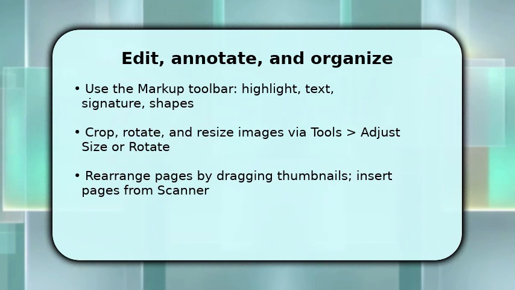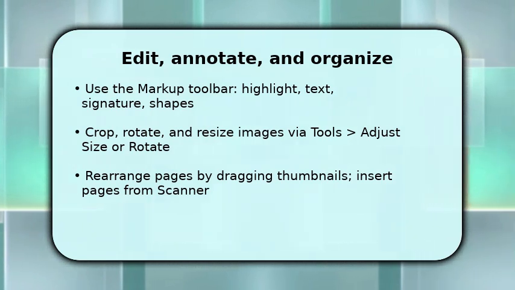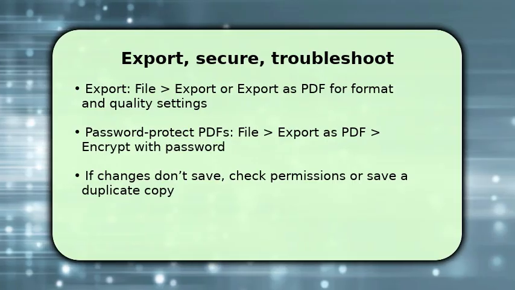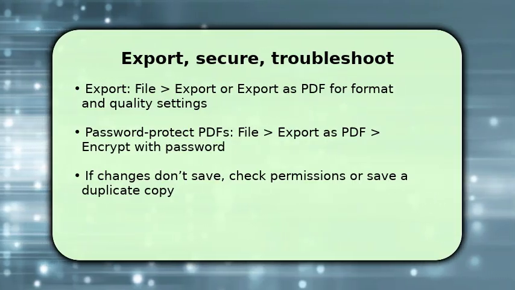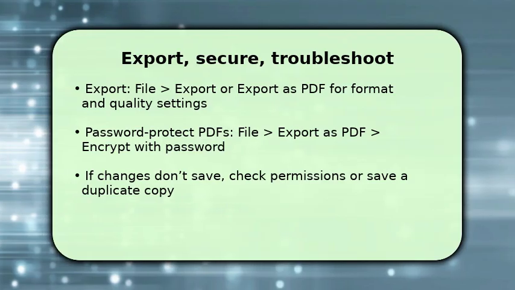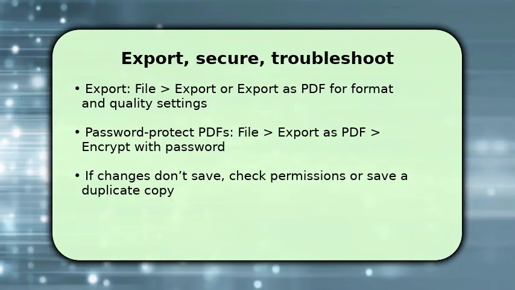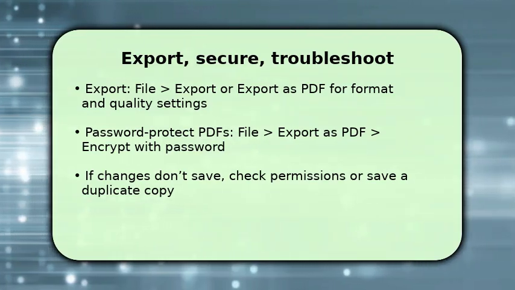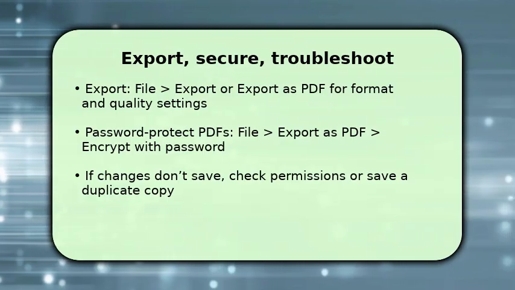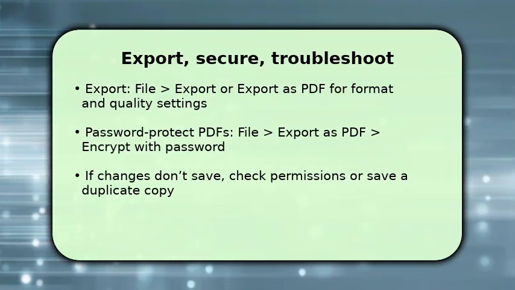Finish by exporting and securing your document so it's ready to share. Use File Export to pick format, image quality, and where to save. Export as PDF when you need universal compatibility. If you need privacy, choose Export as PDF and enable Encrypt with a password to restrict access.